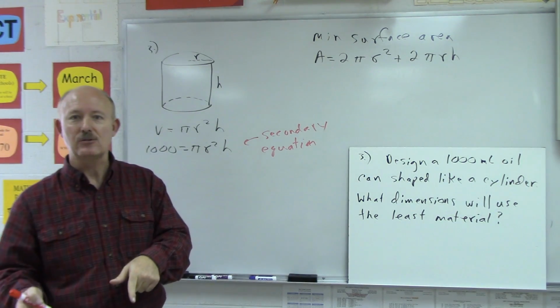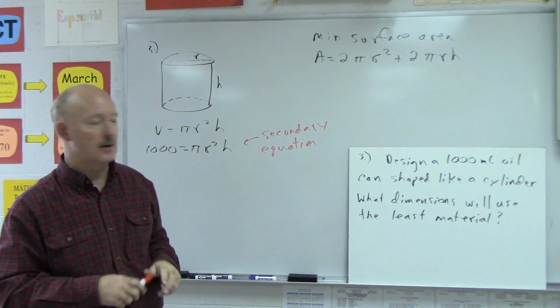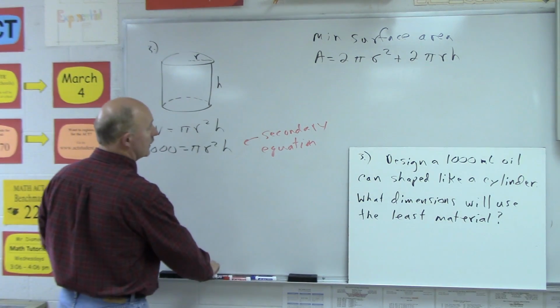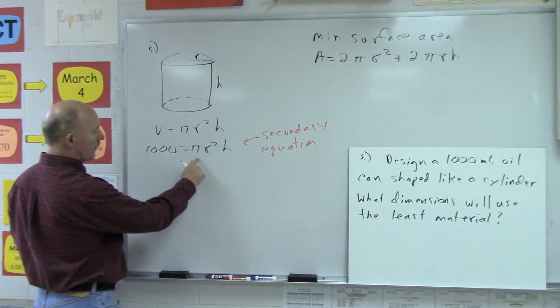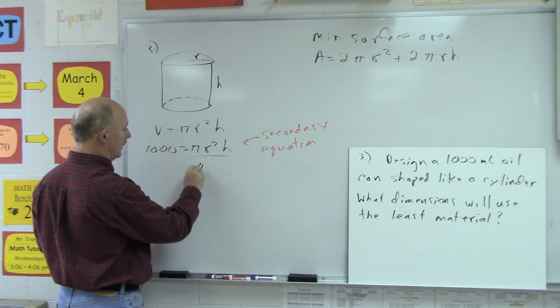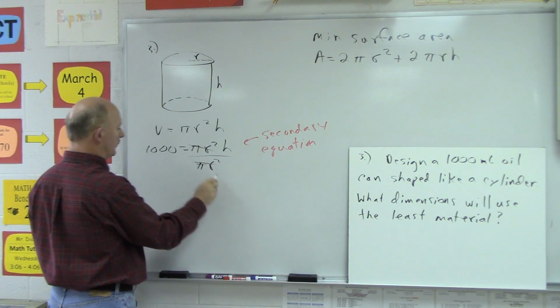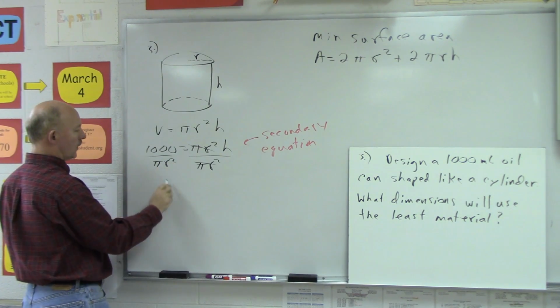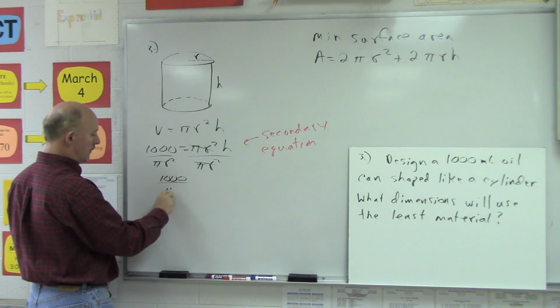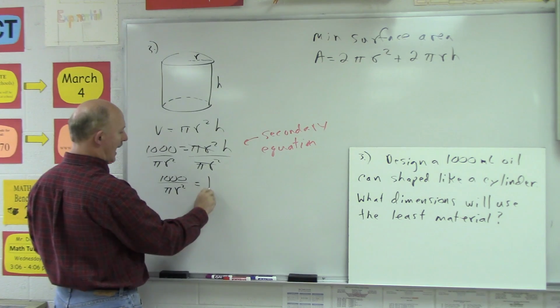Let's solve this for h, and then we'll substitute it in over here in our surface area formula. Now, solving this for h, we're going to divide the right-hand side by pi r squared. Now, these will cancel. Let's divide this side here by pi r squared. So we have 1,000 divided by pi times the radius squared is equal to the height.